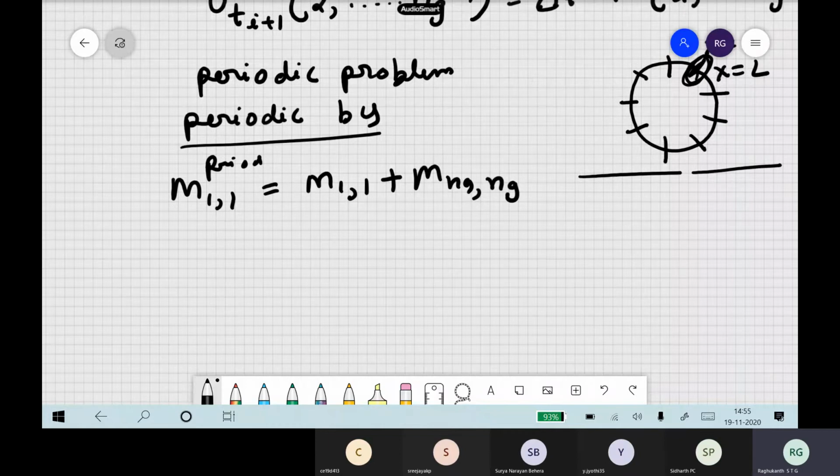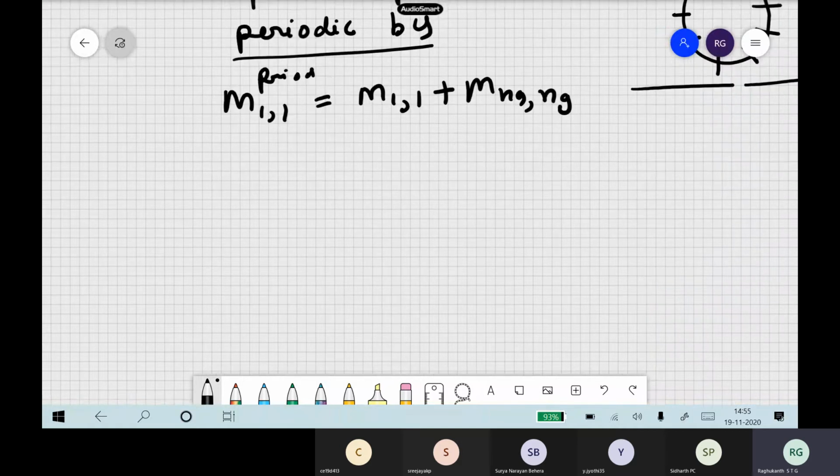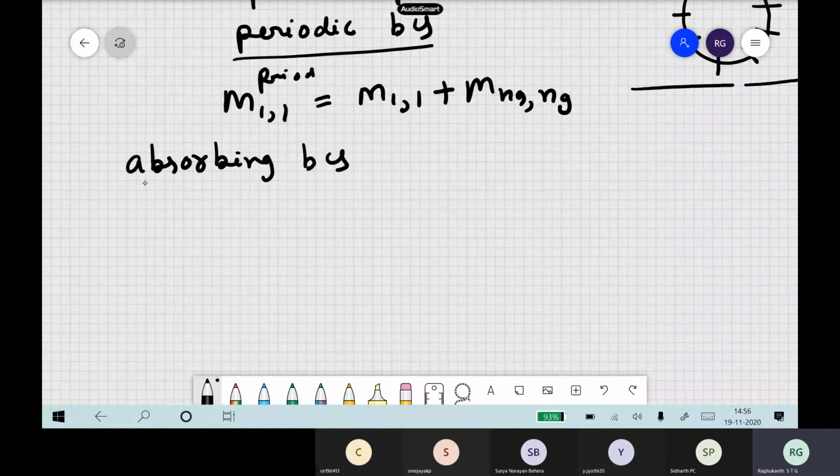Okay, so this is how we try to handle the periodic boundary conditions in our spectral elements. So this way you can do several kinds of things. Now when it comes to absorbing boundary conditions, how do you represent absorbing boundary conditions? Long back we have discussed. What are the important things in absorbing boundary conditions?